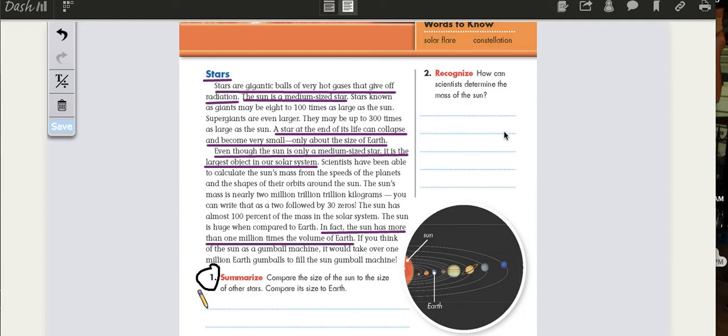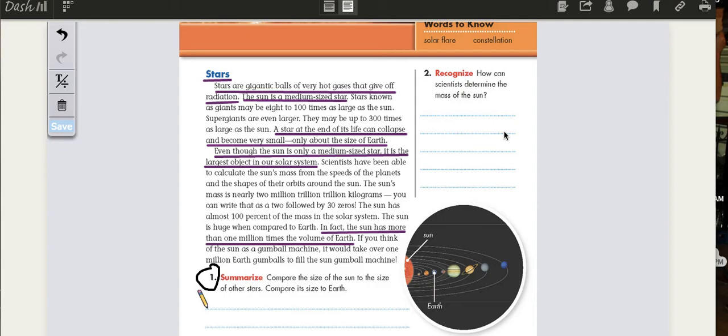Okay, to start with, the definition of a star is the following. Stars are gigantic balls of very hot gases that give off radiation. So this is the general definition of stars. So stars are gigantic. When I say gigantic, it means that it's very huge, it's very big. It's a big ball of very hot gases.